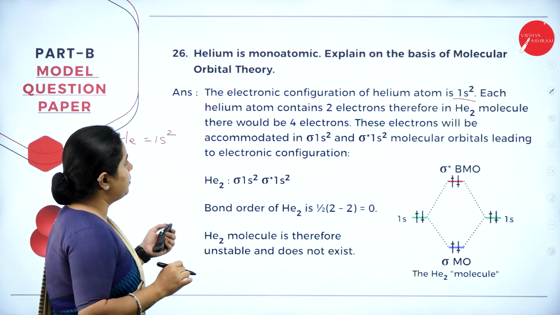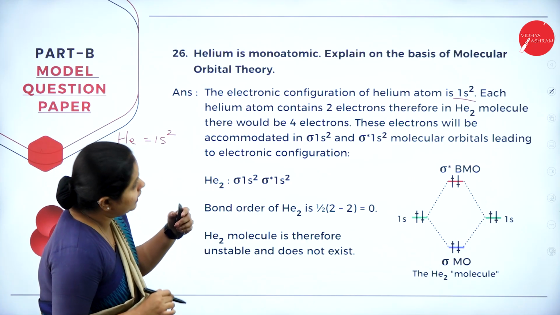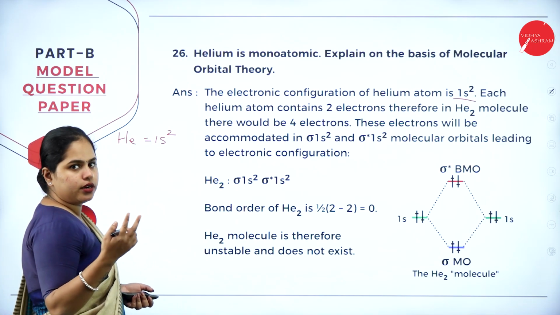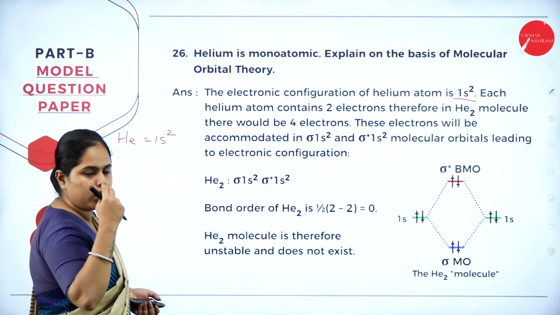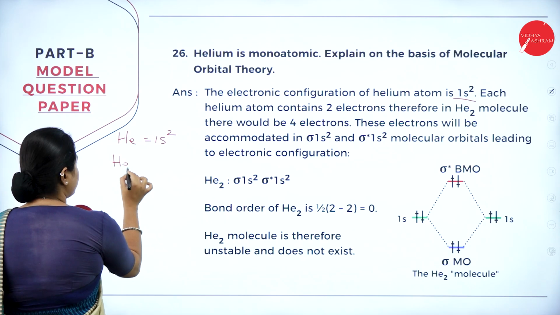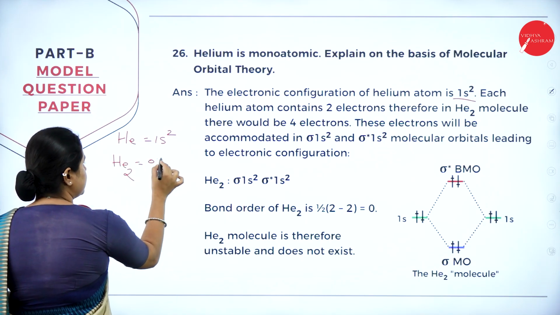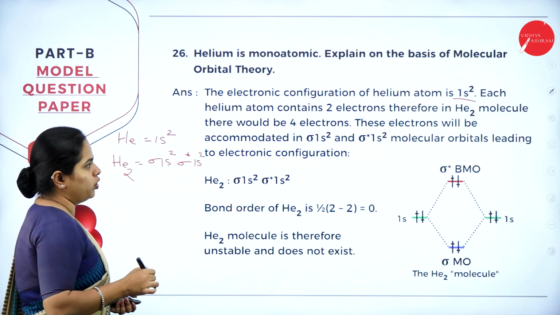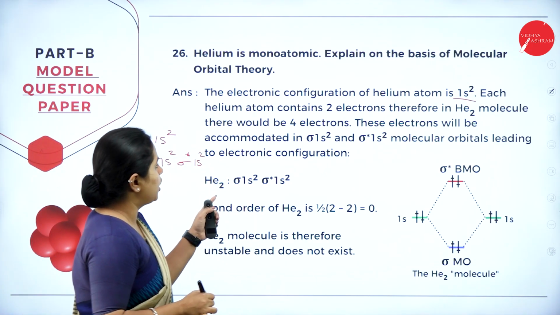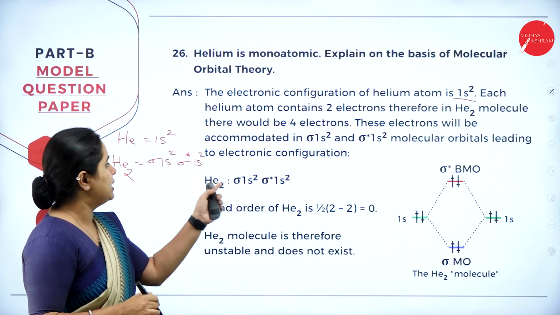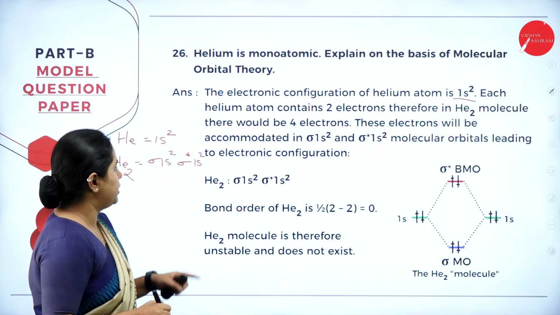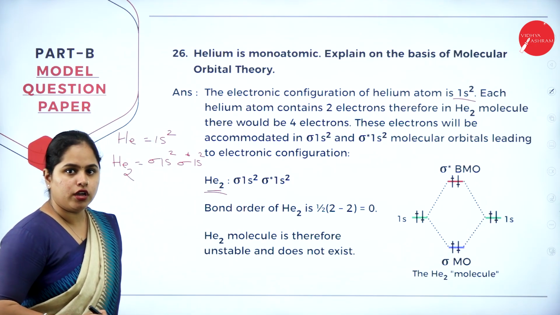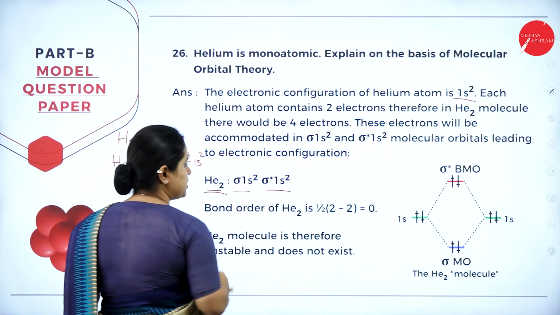So each helium atom contains 2 electrons. Therefore, in helium molecule, there would be 4 electrons, right? In a helium atom, 2 electrons. So 2 helium atoms make 1 molecule, that is He2. How many electrons will be there? 4 electrons in total. These electrons will be accommodated in sigma 1s2 and sigma star 1s2 molecular orbitals according to MOT, leading to the electronic configuration sigma 1s2 and sigma star 1s2.